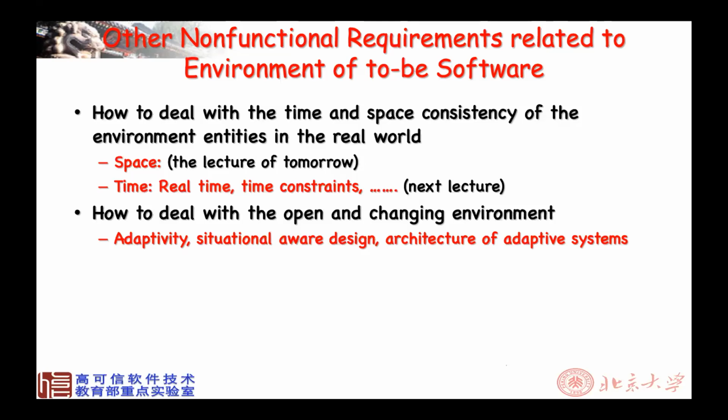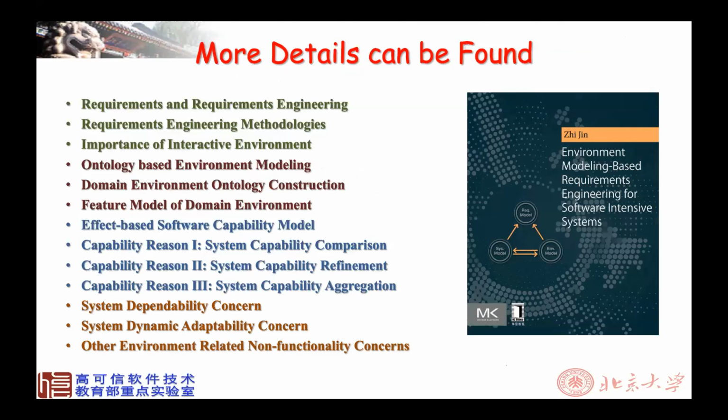This is the lecture of my own studio. This is the book Xiaohong just mentioned before. If you want to know more details, you can find the contents in this book. These three chapters introduce requirements engineering. This chapter talks about the ontology issue. And this chapter talks about functional requirements and also non-functional requirements.